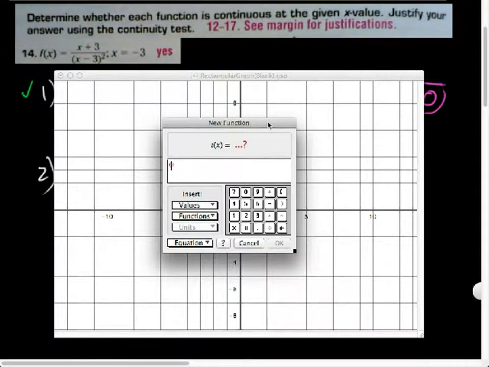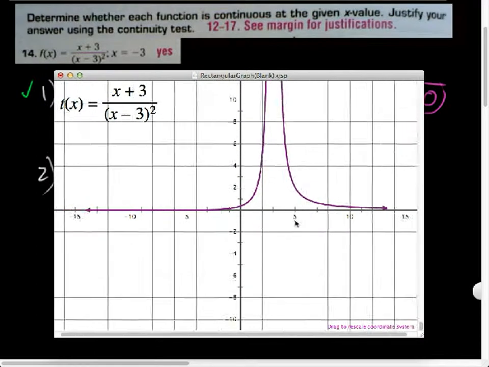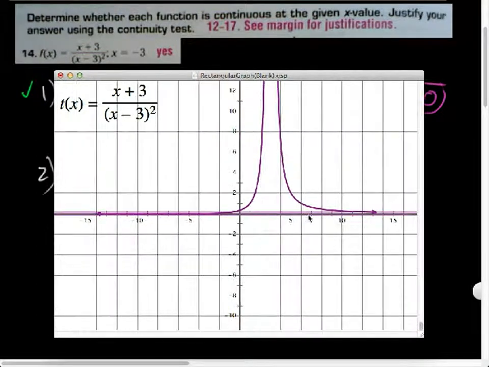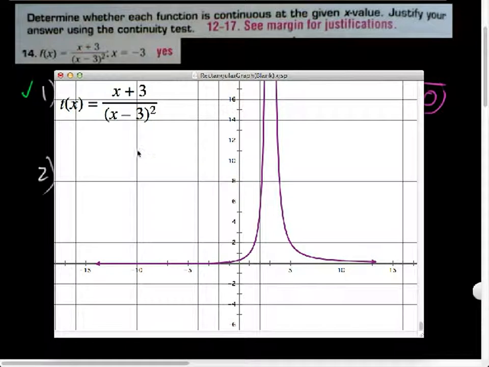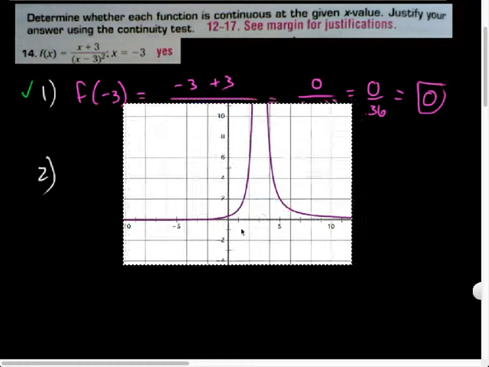And let's take a look at this. So I've got x plus 3 divided by x minus 3 squared. Looks like I've got that plugged in right. And when I graph this, let's change the line color. We'll do a nice little dark purple. And we'll change the thickness to medium there. So this is what I've got. Here's our little graph. That looks good enough to me. And so here's our graph.